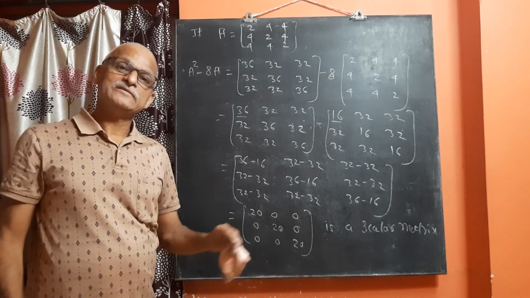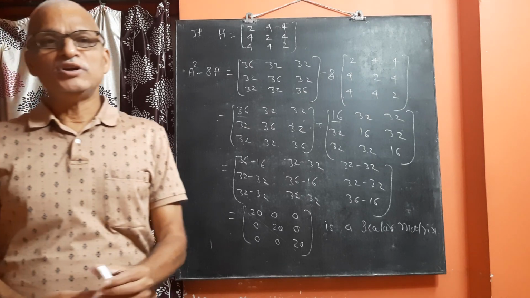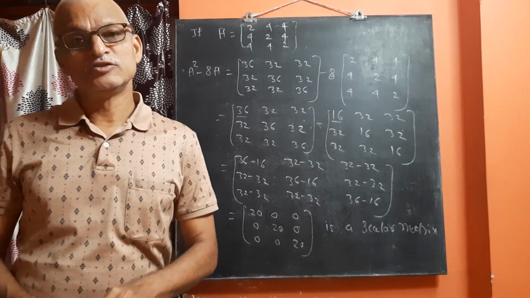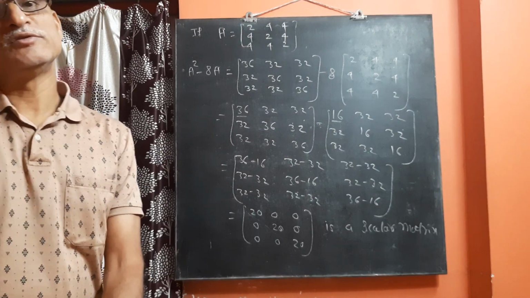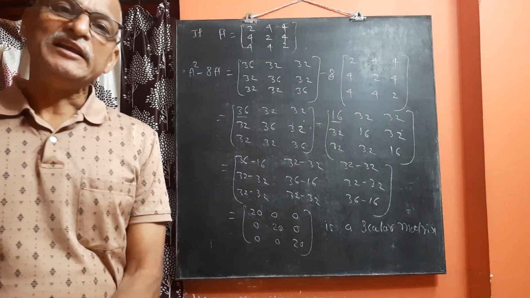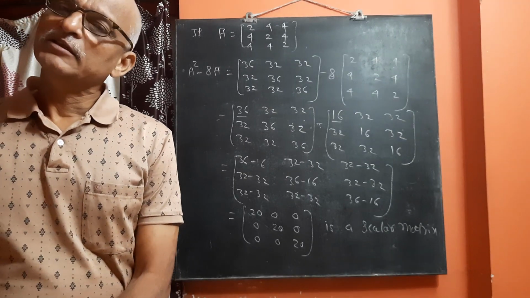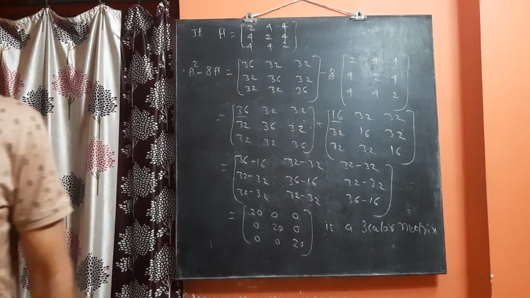In the next lecture we will take the adjoint and inverse of a matrix, on which there is a 4 mark problem, and on linear equations there is a 6 mark problem. That means out of 18, 10 marks' topics are still left. So we will continue in the next lecture. Thank you.